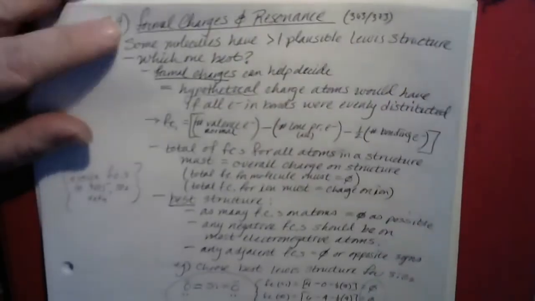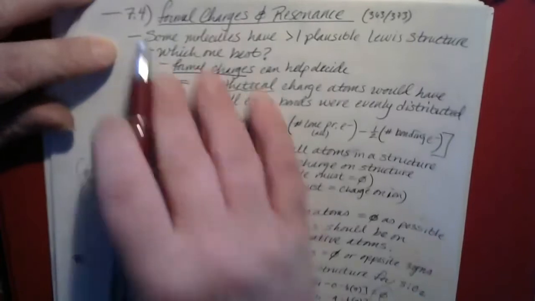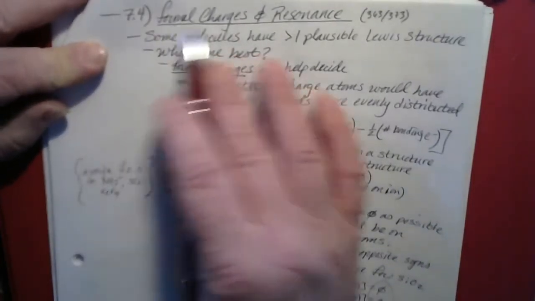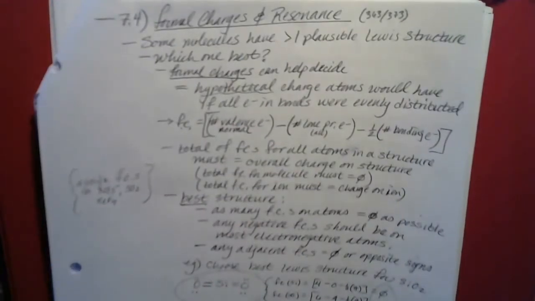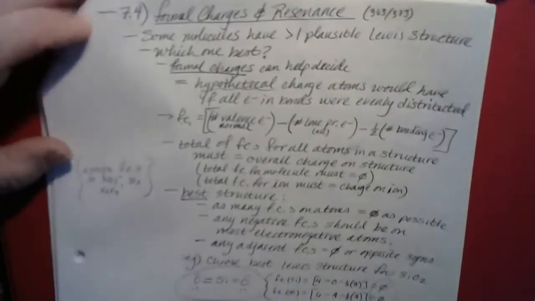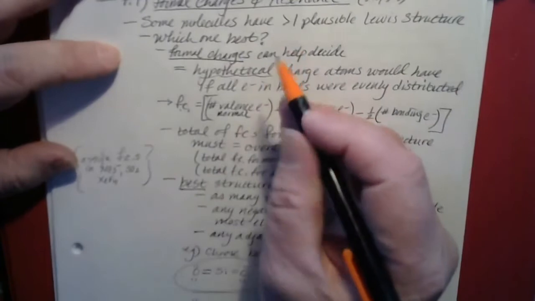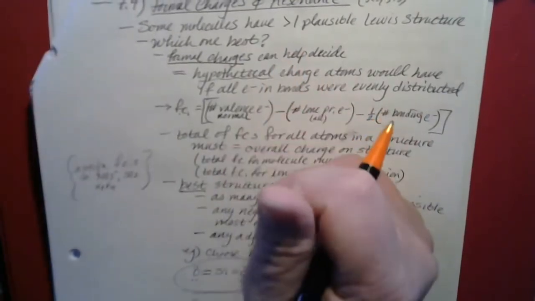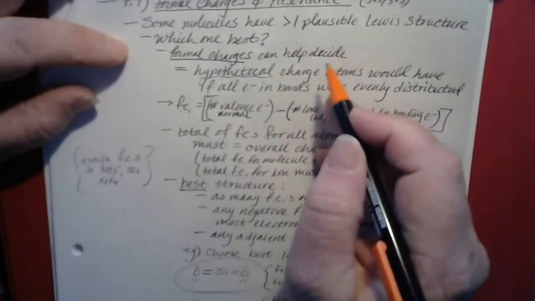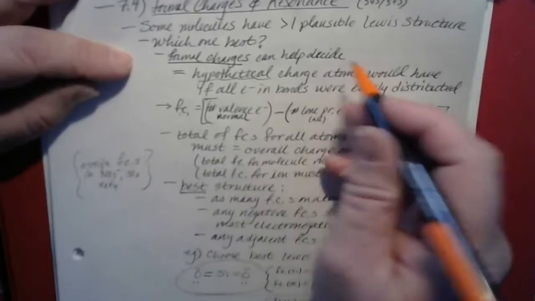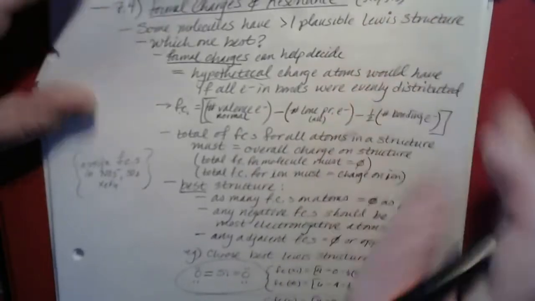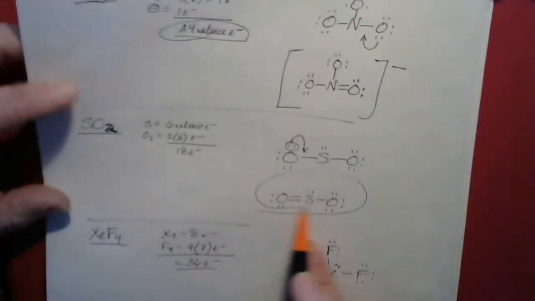Okay, for part C today, we'll start with section 7.4, which is about formal charges and resonance. Formal charges are something that you can utilize to decide between rival Lewis structures when more than one plausible Lewis structure can be drawn for a given molecule. Sometimes that occurs with some of the examples we saw, for example, SO2.